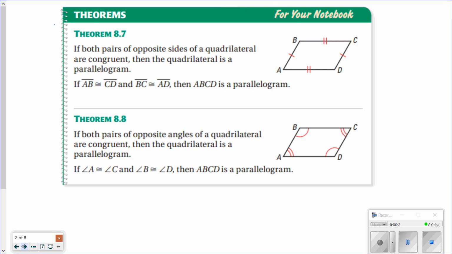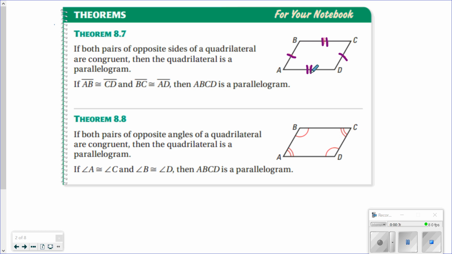So what that's saying is that if segment AB is congruent to segment CD, and we know that segment BC is congruent to segment AD, we then know that ABCD is a parallelogram.